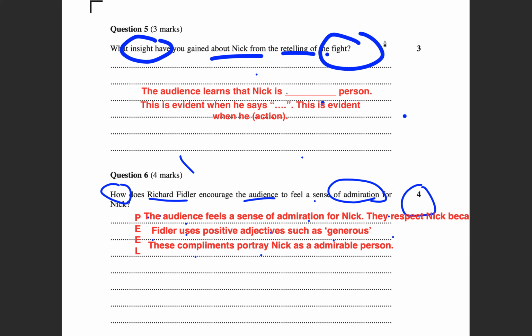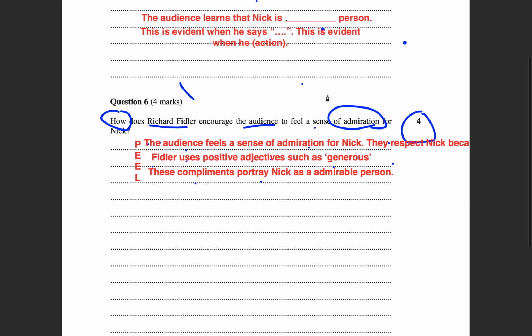Okay, question 6. I'll give you a quick minute to read that question on your own. Okay, so for 4 marks, the last question is always the hardest, but it can be easy if you know what to look out for. So again, what have I been talking about? I've been talking about breaking down that question. What is the question asking you to do? And what is the question asking you to focus on?